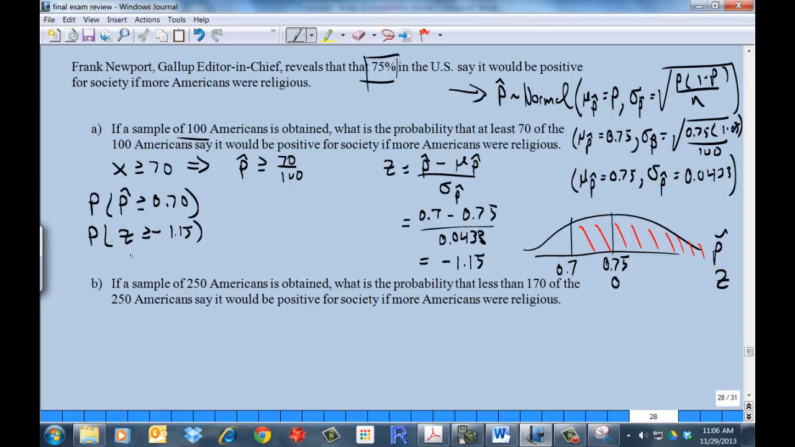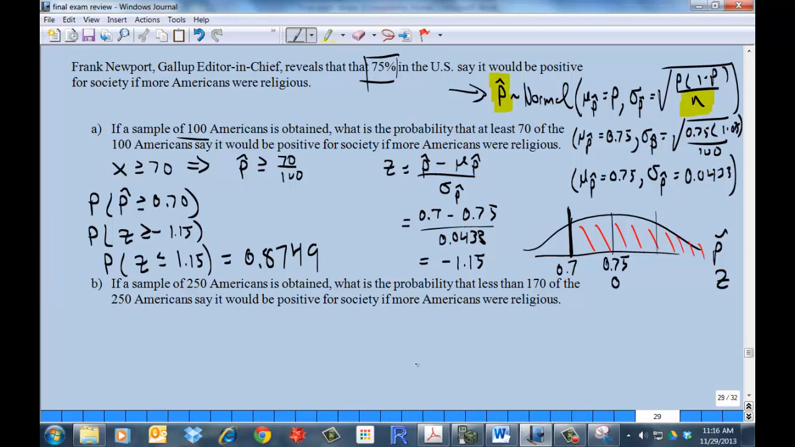Remember, we're asked to find the area to the right. The table only gives us the area to the left, so we have to use the complement or the idea of symmetry, which says that the probability z is greater than or equal to minus 1.15 is the same as the probability z is less than or equal to positive 1.15. Now we can just look up 1.15 in table 5 and we get the probability, 0.8749.